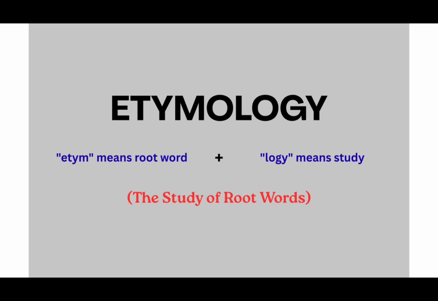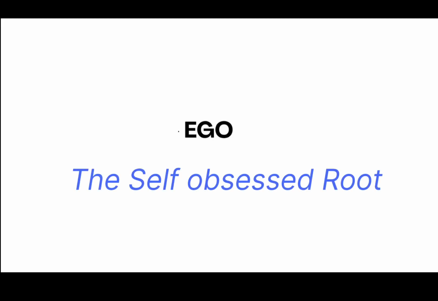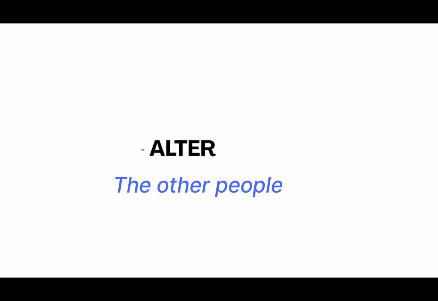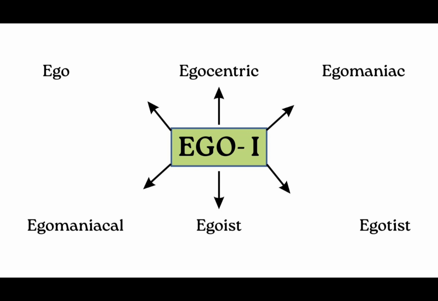So, today we have two roots: ego, the self obsessed root, and alter, the root of the other person. Let's get into it. Every word in this section is about a person who is in some way obsessed with themselves. But the degree of obsession is what separates one word from another. Let's go one by one.